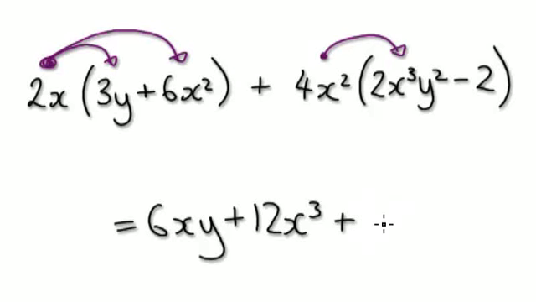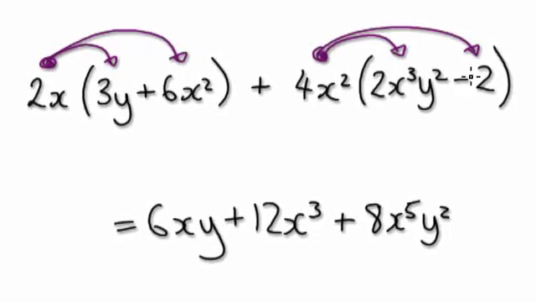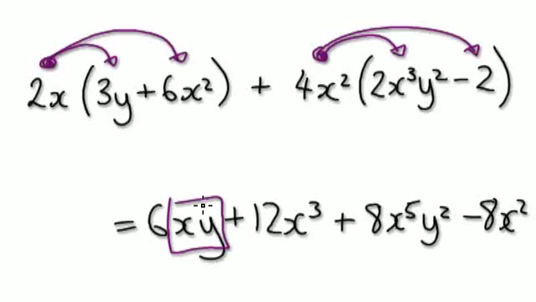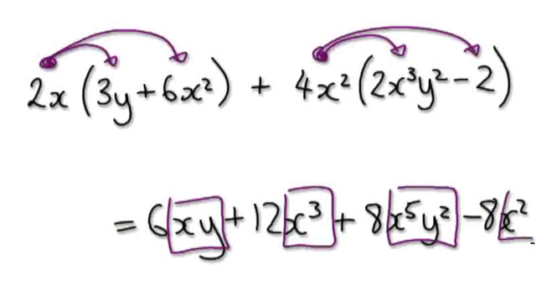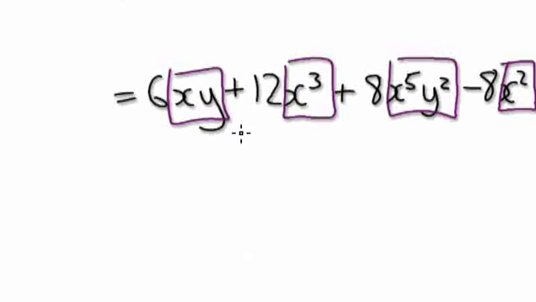Now this times this, that will be 8x to the power 5, y to the power of 2, and then now this times this. There's a negative here, remember? So it would be minus 8x squared. And now have a quick glance to see if any of these entities are the same. They're all different. So you can't simplify. So this would be your final answer.